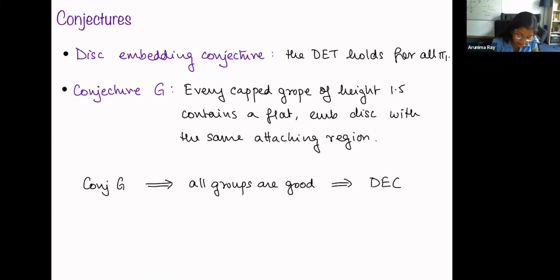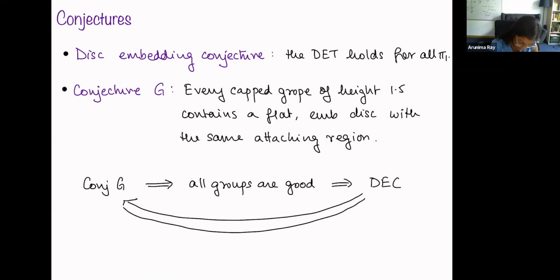So if we knew that conjecture G holds, all groups would be good, and then you would have the disc embedding conjecture. But then it turns out the disc embedding conjecture is a question about when there are disks. And so it turns out that if you knew the disc embedding conjecture, we would be able to, in particular, find that disk. So this is the circle here. Okay, so this thing about capped groups, that's equivalent to the disc embedding conjecture.